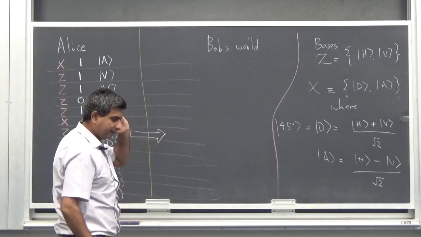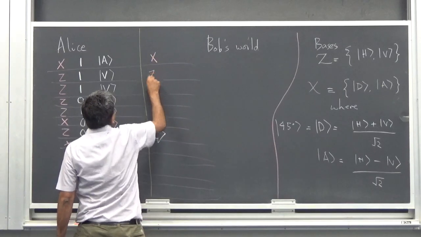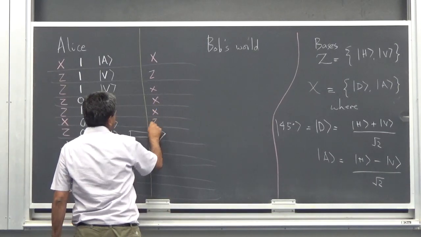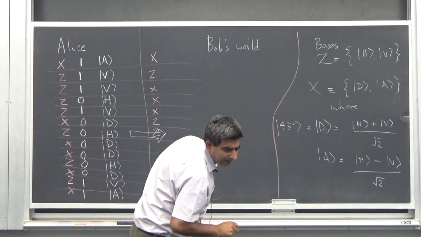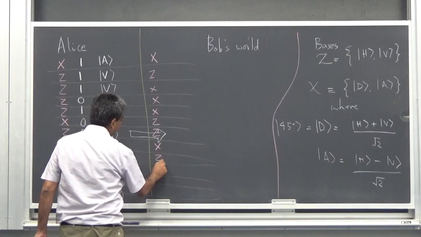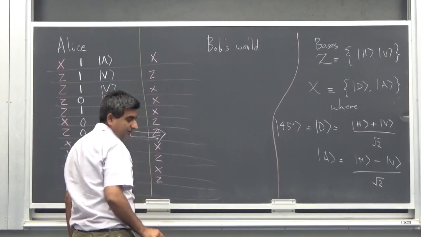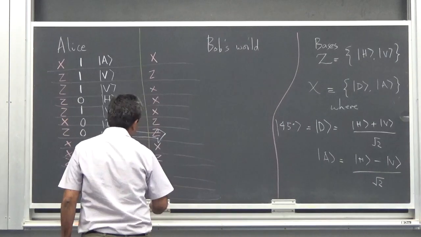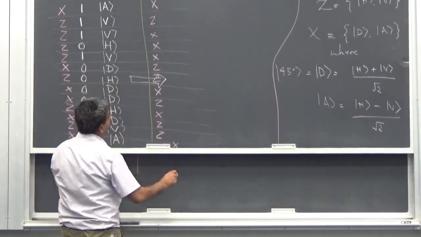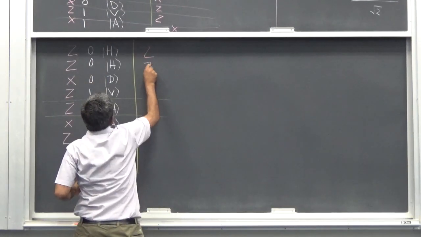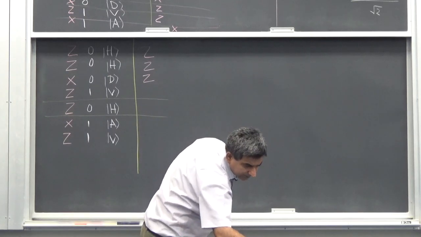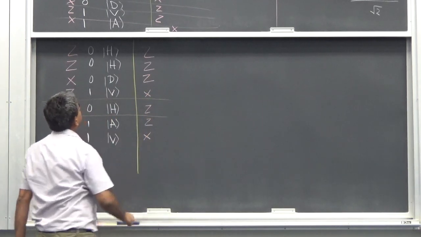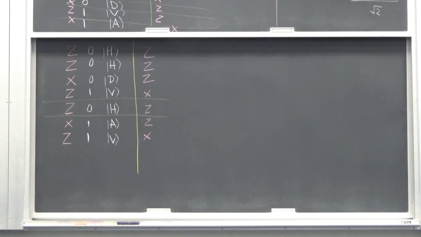x, z, x, x, z, x, x, x, z, z, x, x, z, z, x, z, x, z, x, z, x, z, z, x, z, z, x, z, x, z, z. So these are the measurement bases of Bob.